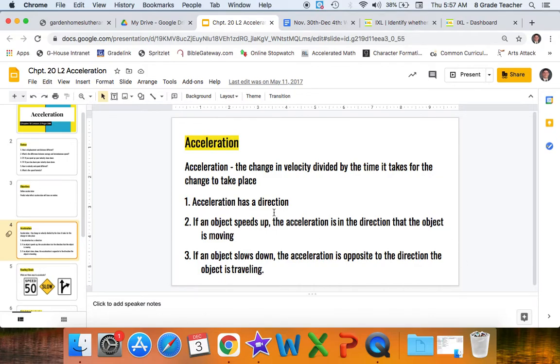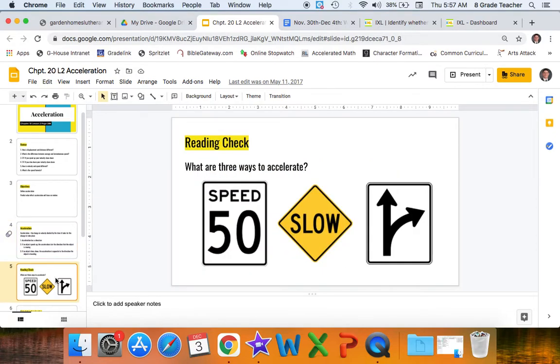Acceleration has direction. If an object speeds up, the acceleration is in the direction that object is moving. And if an object slows down, the acceleration is opposite to the direction the object is traveling. What are the 3 ways to accelerate?